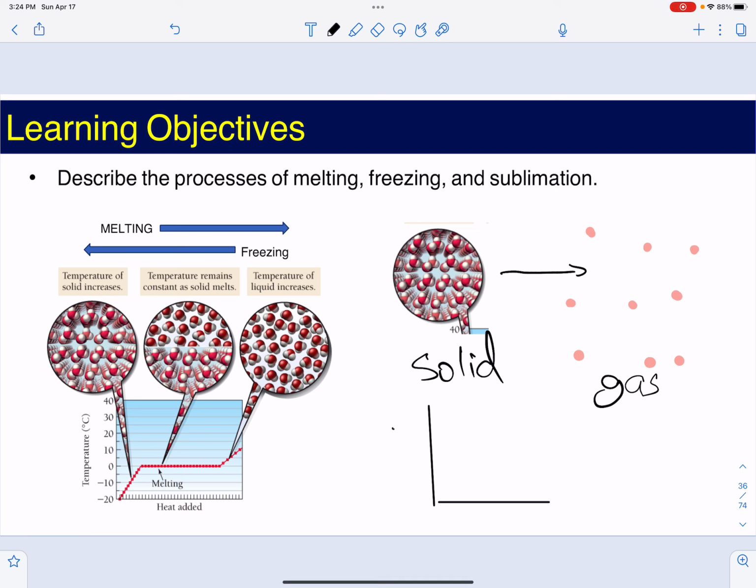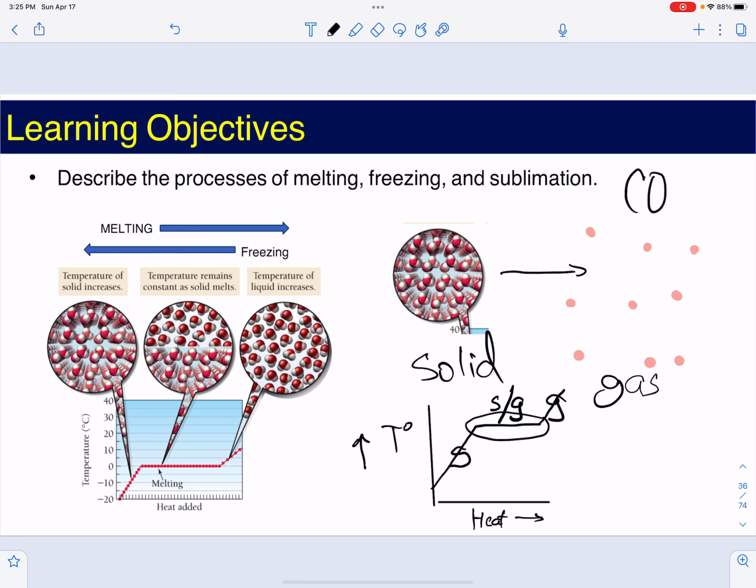If we were doing a heating curve, then you will have something that will look like this. You will have your temperature going up, the heat is being added, and it will start like a solid. So this will be your solid, and this will be your gas. So the sublimation process is happening in between, where you're going to have the solid going straight into the gas. So this is a different process, and we can observe this possibly on solid carbon dioxide.